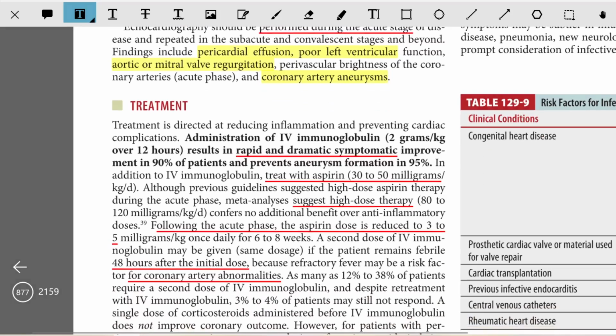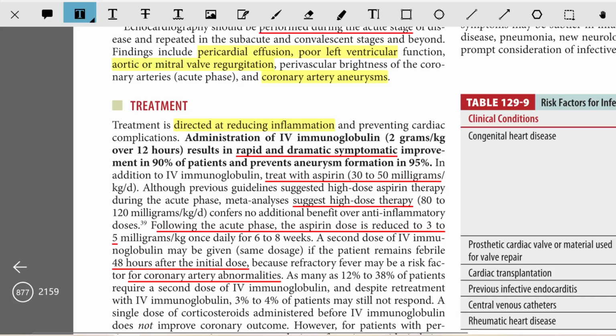The treatment part is very interesting. We don't know the cause of this, but it is a systemic vasculitis involving multiple areas. So the treatment is directly reducing inflammation, right? And preventing cardiac complications. We must administer it as soon as possible after the diagnosis of Kawasaki's disease is made.